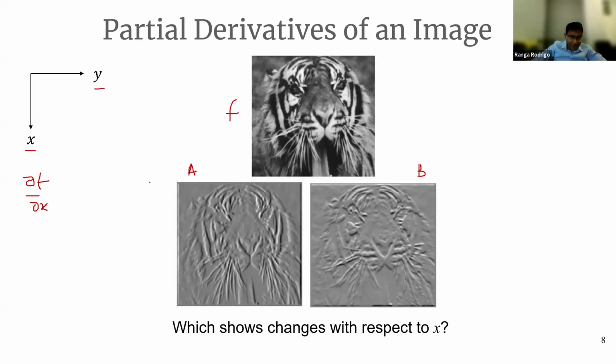So partial derivative of f with respect to x means vertically downwards. So we will be running a kernel like that, right? We'll be running a kernel 1, 0, minus 1. That's the kernel we'll be running. So which image is that?